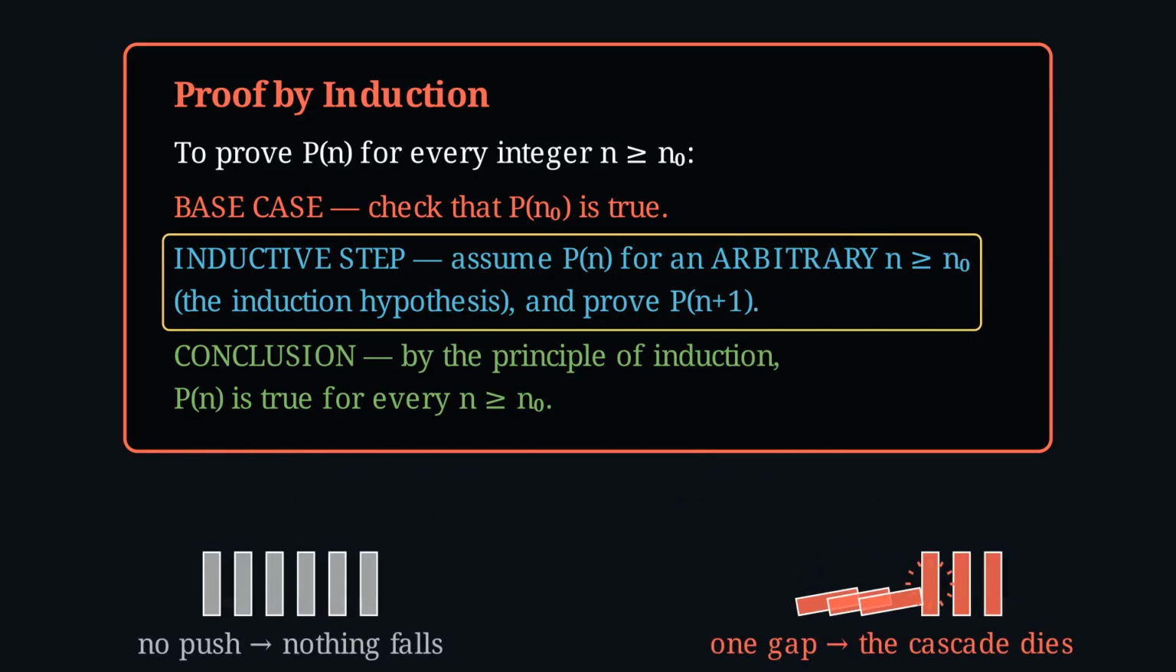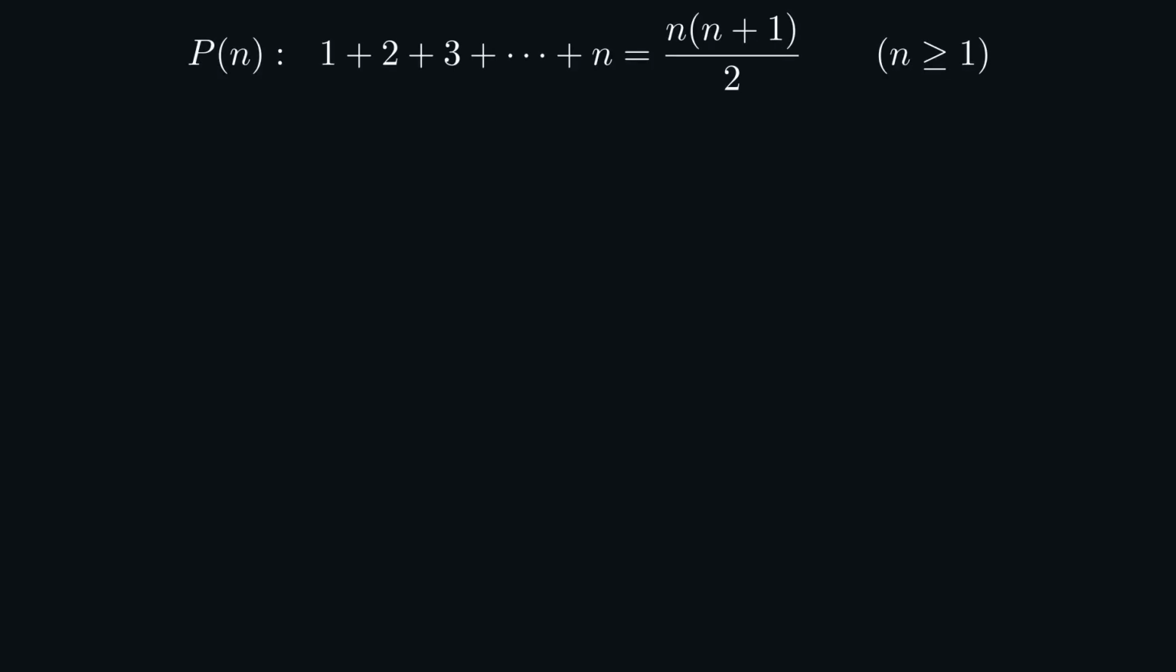Skip the push, nothing falls. Leave one gap, the cascade dies right there. You need both. Let's write one out in full. Name the proposition. P of n says 1 plus 2 plus up to n equals n times n plus 1 over 2 for every integer n from 1 up.